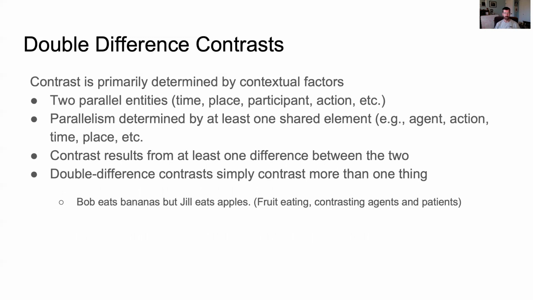Let's look at a double difference contrast. So again, you still have the shared element between the two, but you have two differences instead of one. So our fruit eating is the shared element between both of these. But what's different is different agents or subjects, Bob and Jill, and then different patients. What is the fruit that they're eating? Bob eats bananas. So if you listen to my intonation, I'll put a secondary sentence intonation on the subject and primary sentence intonation on what's eaten. Bob eats bananas, but Jill eats apples.